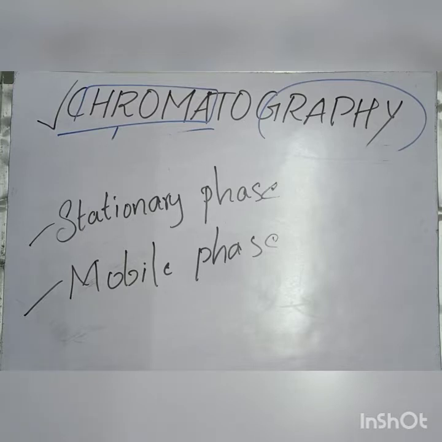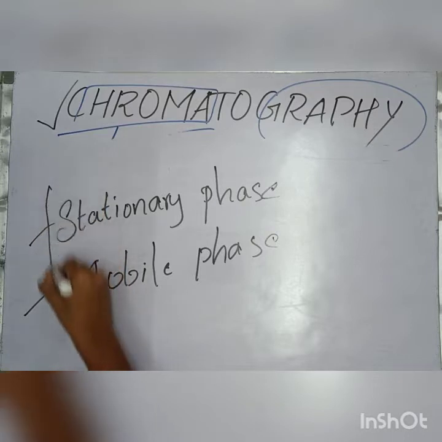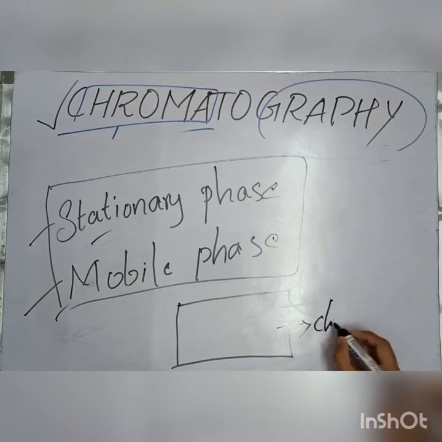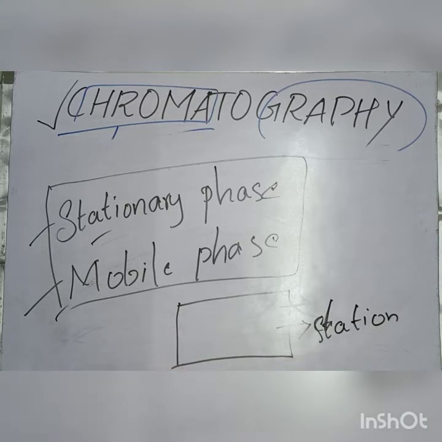So in the chromatographic techniques, whether it may be partition chromatography or gas chromatography or ion exchange chromatography, the entire working principle is based on these two phases, the stationary phase and the mobile phase. What is the stationary phase and what is the mobile phase? For suppose if you take the example of paper chromatography, in paper chromatography we will take a chromatography paper, right? This chromatography paper will act like a stationary phase. The chromatography paper does not move anywhere. So this paper is called the stationary phase.